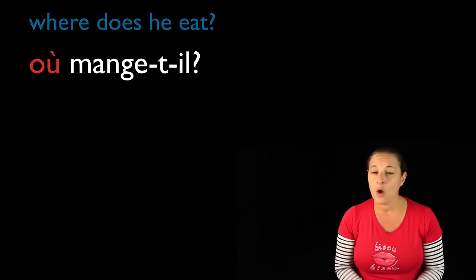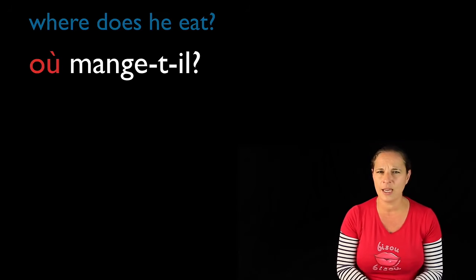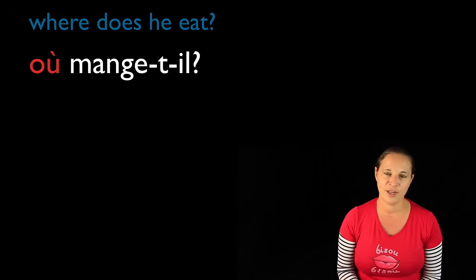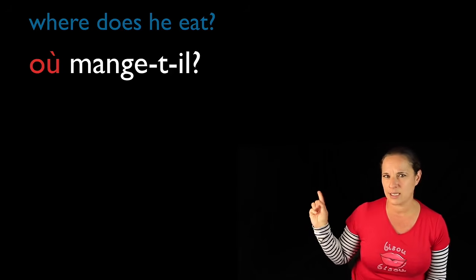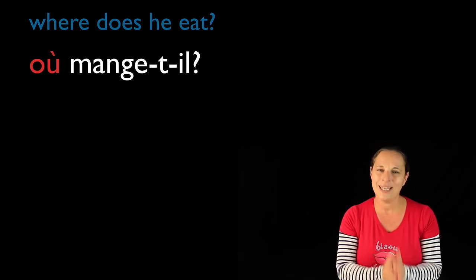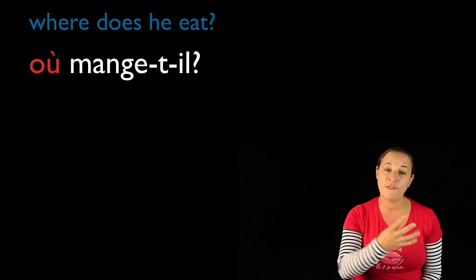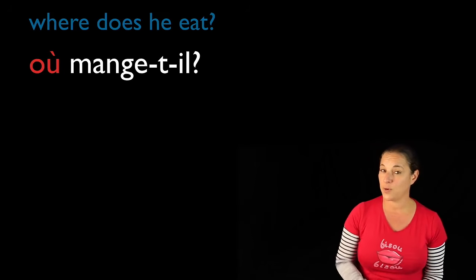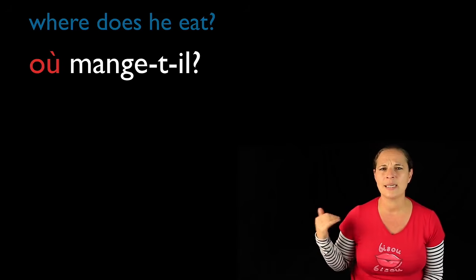And why is that? Well, because if you did not have the T, it would sound like où mange-il, which sounds weird in French, and hence why we add a T quite often. We make the liaison in French, okay, so it flows better. Où mange-t-il? Okay, so that means where is he eating, or where does he eat?